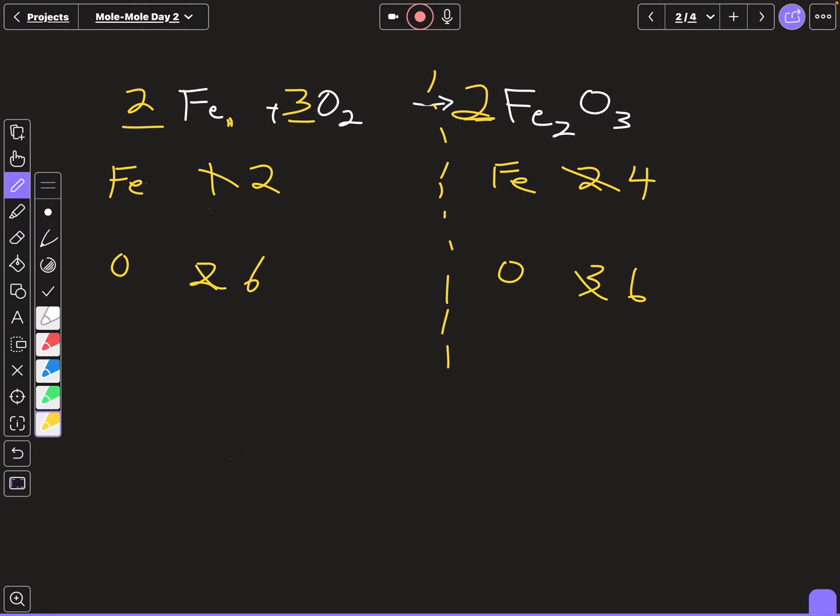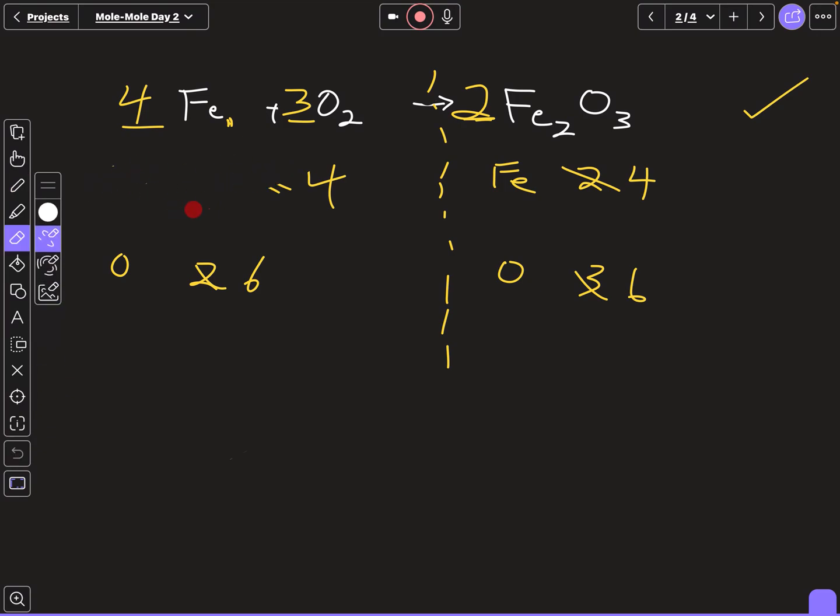But my irons change, so I need to go back to the left and change my irons to 4. So that's the balanced equation. That changes the irons to 4, so then I check 4 and 4, 6 and 6. That should be the balanced reaction. So in nature, in the simplest way that iron 3 oxide is made, it's made this way.